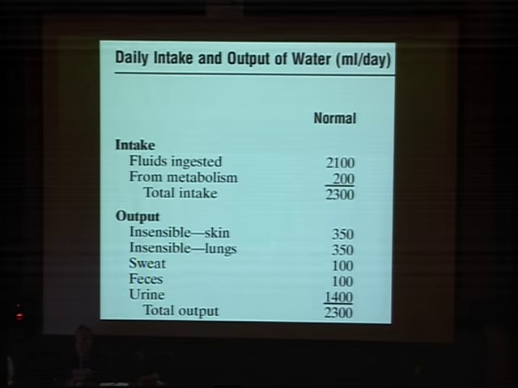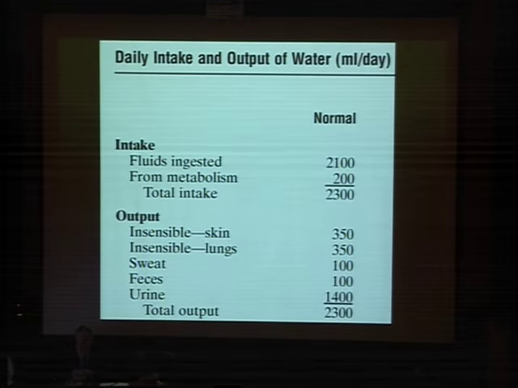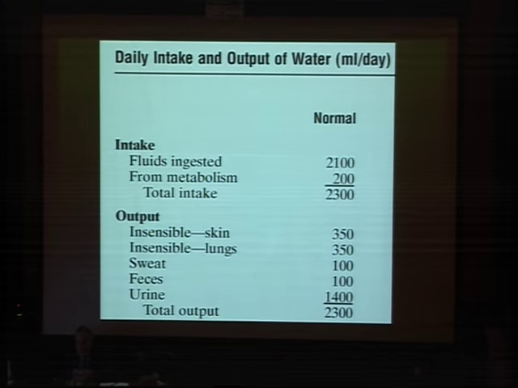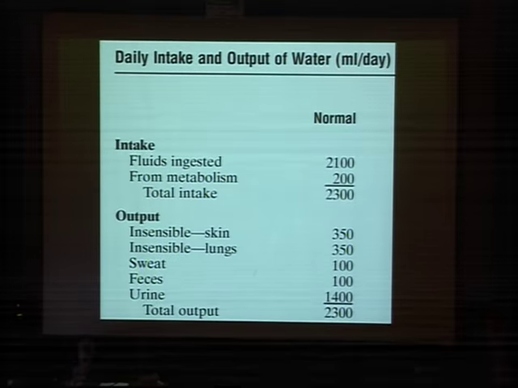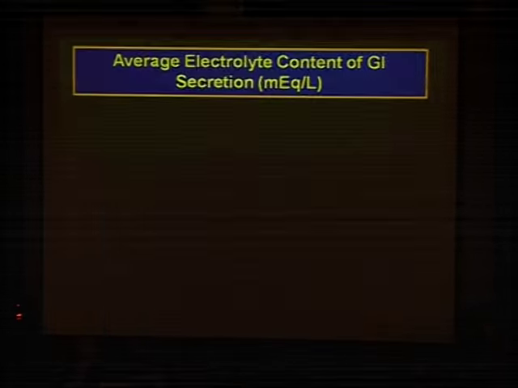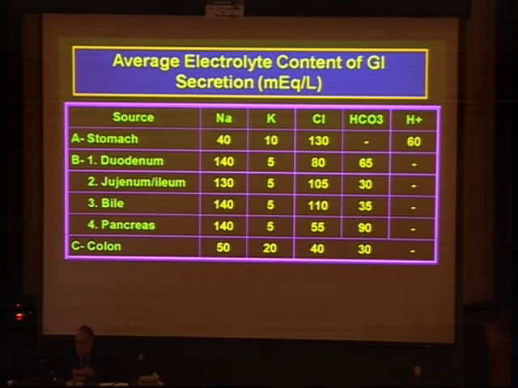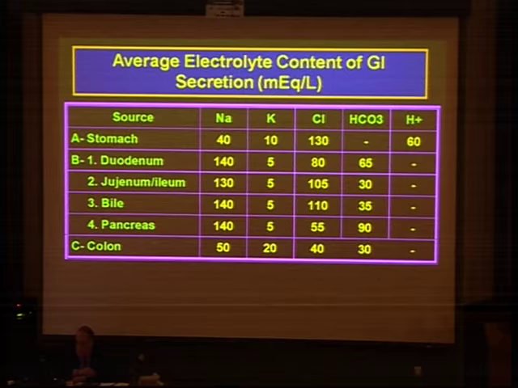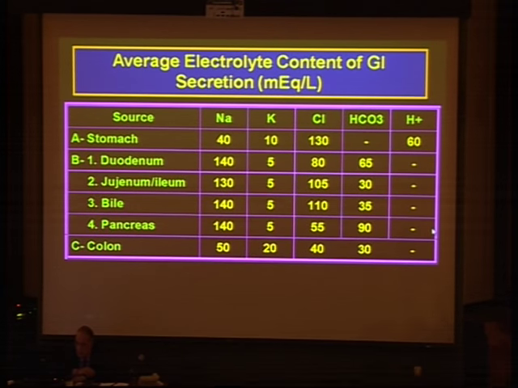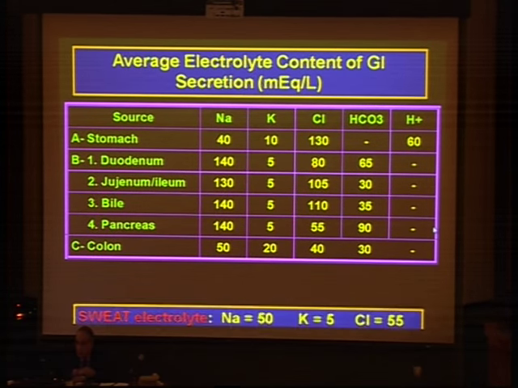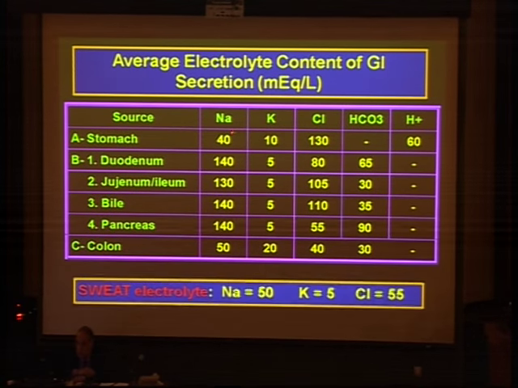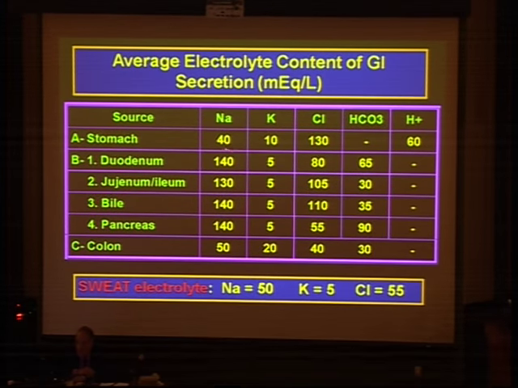In normal life, we should have balance between the intake of fluid, water and other fluids, and output. And the intake should equal the output exactly. And whenever we secrete any secretion from our body, this secretion will contain water, which is the liter here. This is water, and this is the amount in milliequivalents in each secretion from the stomach, duodenum, jejunum, bile, pancreas, colon, and even sweat.